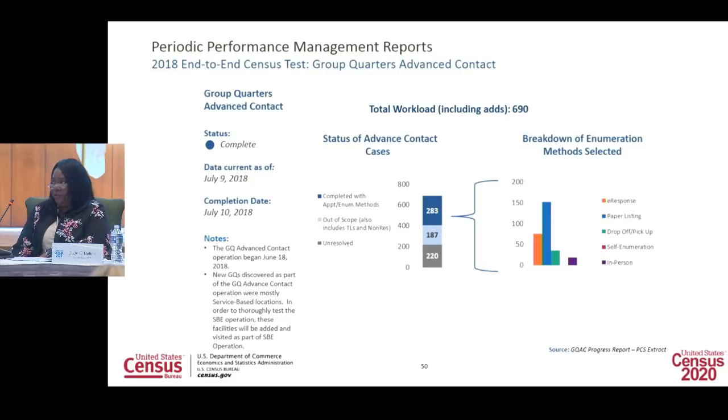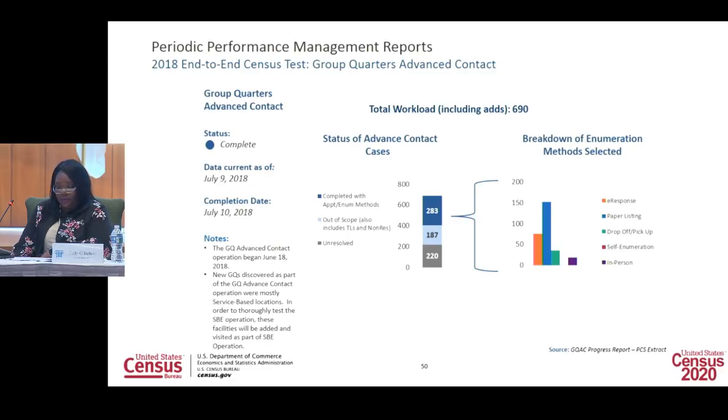So looking at the enumeration methods selected, a variety of methods were chosen, as you can see. But paper listing is the method most selected by the administrators, about 152 of them, or 54%. Followed by e-response, we had 75 administrators choose that method, then drop-off, pick-up, and then in-person. You see it's going down.